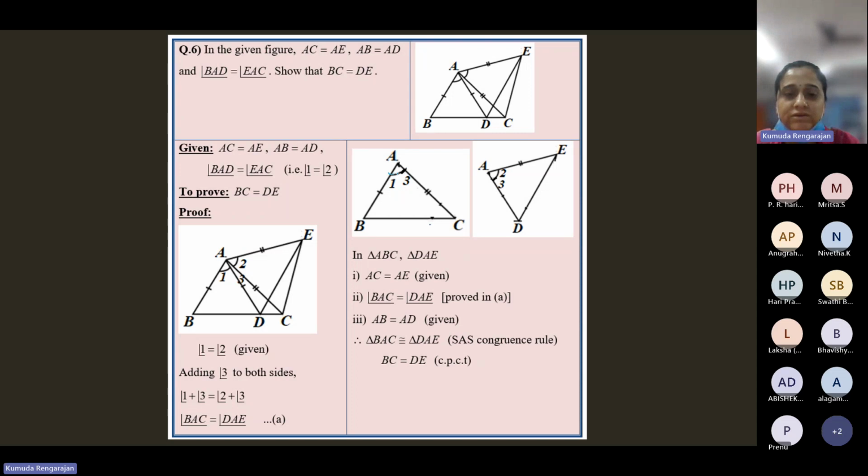So you can see I've marked here in the first triangle, angle 1 is not a full angle. 1 and 3 together is a full angle. And in the second triangle, 2 and 3 together is a full angle. That's why when we have angle 1 equal to angle 2, we add angle 3 to both the sides. So you'll get 1 plus 3, which is this full angle, equal to 2 plus 3, which is this full angle.